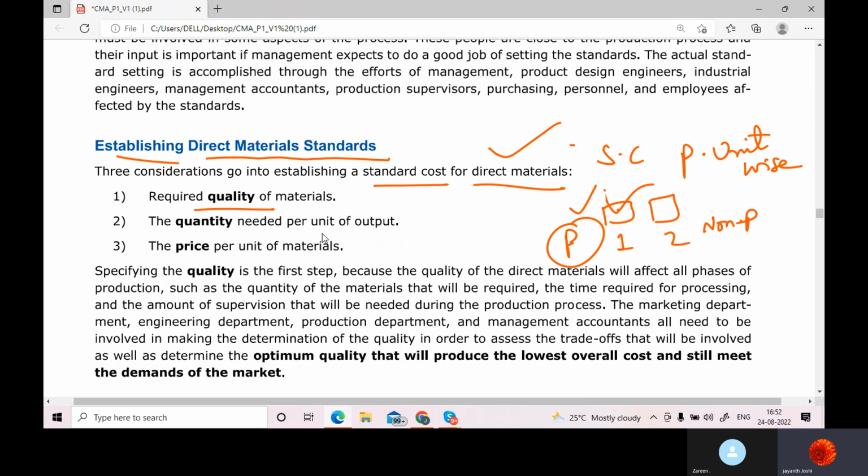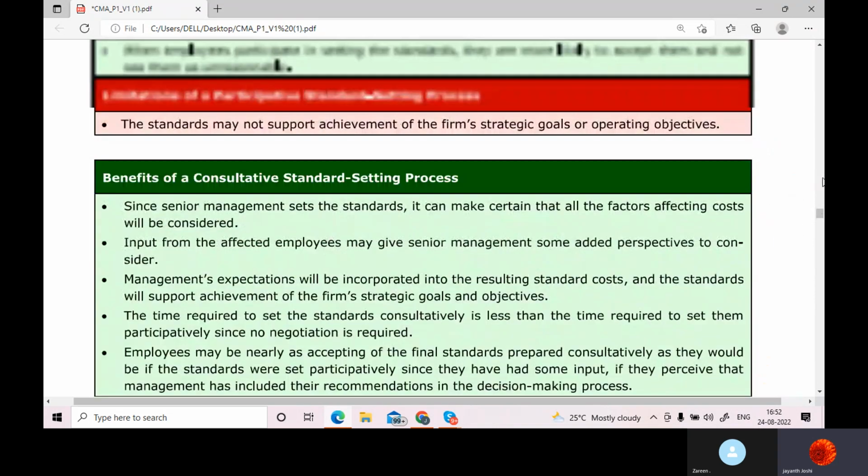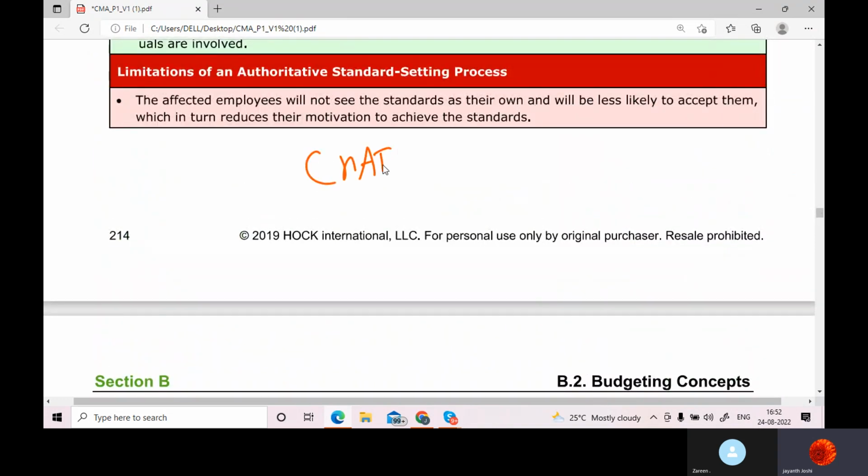Then how much quantity you need per unit of output. Suppose I want to make 100 chairs. For one chair, how much quantity I require, how much mold I require, and then the price per unit of material. That means for one chair, how much is the price of that material which I am using for making that one chair. So I should see the quality. Let's say my product is chair. The direct material I'm using is mold.